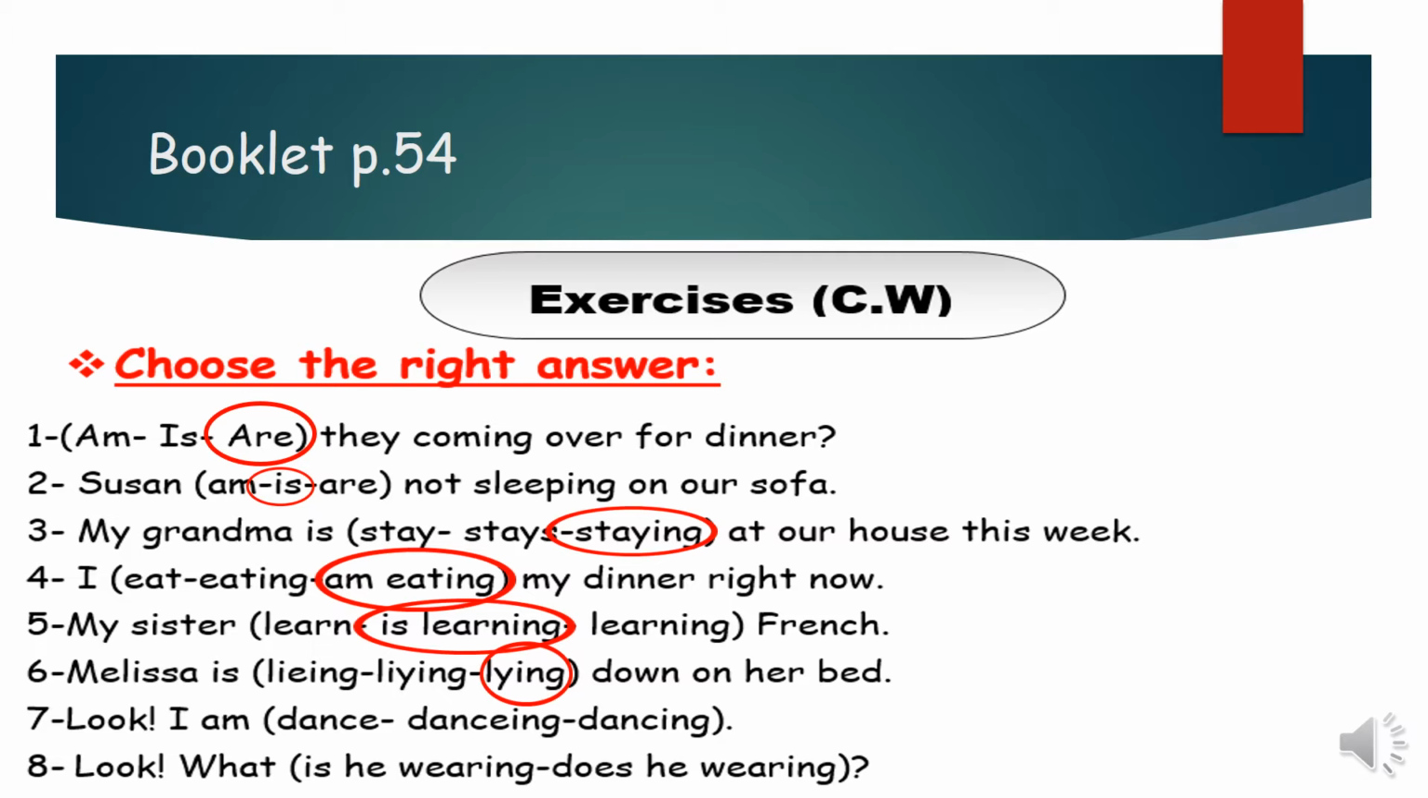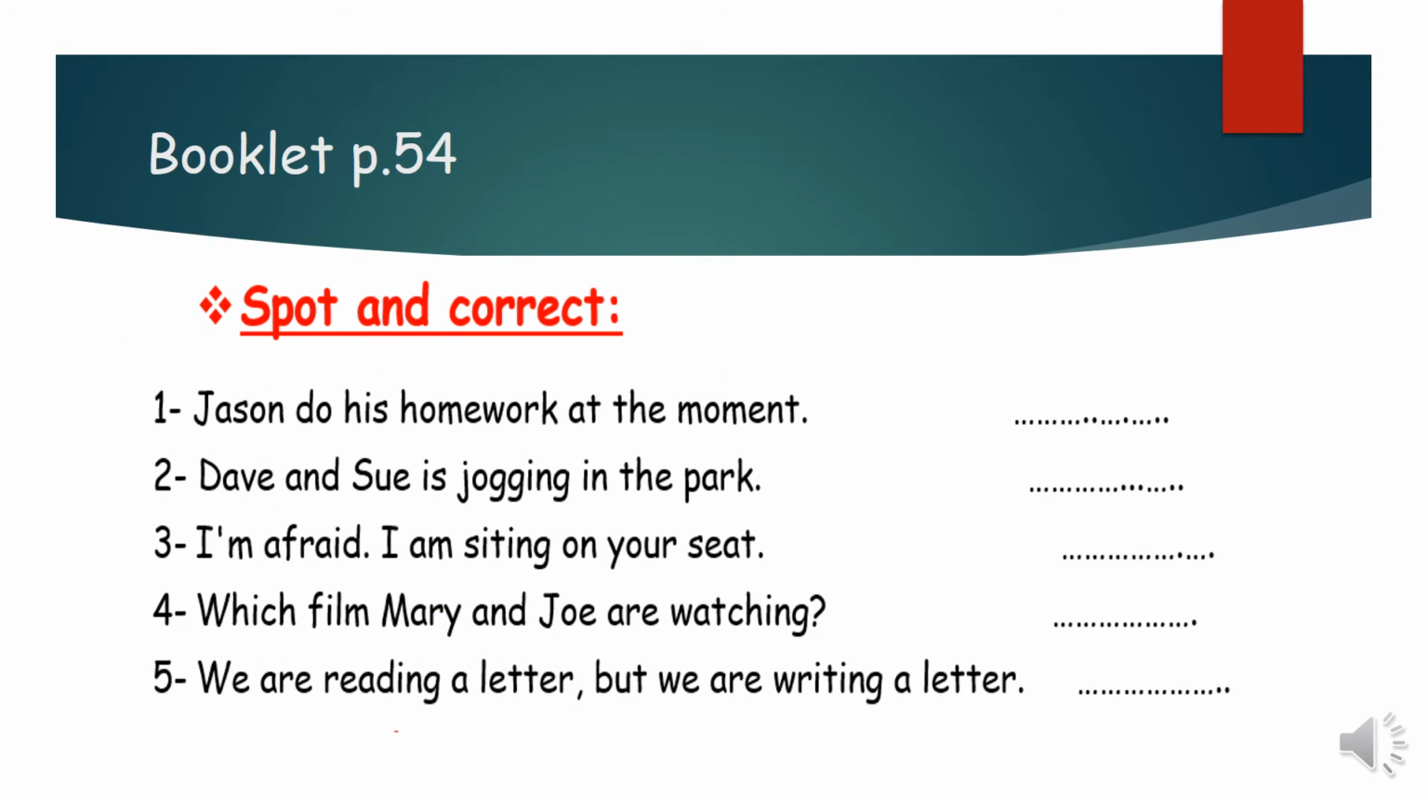I will say goodbye, Mr. E, and write ing. So I will choose what? Dancing. Okay. Number 8. Look, what is he wearing or what does he wearing? Amazing, Junior 3. Is he wearing? Okay, we still in the booklet, page 54. Spot and correct. We gonna read the sentence, then search for the incorrect part, and we gonna correct it.